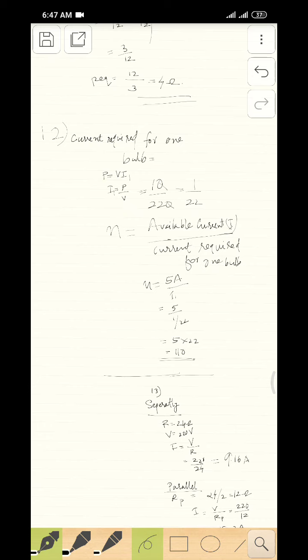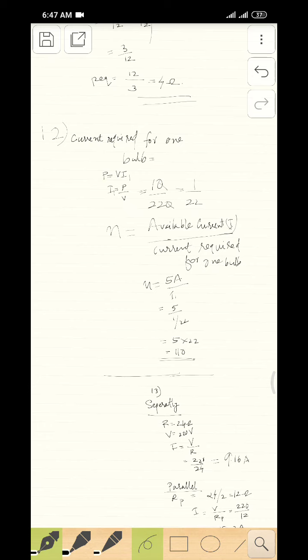So the current gets separated equally, because the resistance value of each bulb is equal, hence the amount of current distributing through each bulb will be equal. First of all, we have to find how much current is required for one bulb. The power value is given and the voltage is also given. So we know that P is equal to V into I.